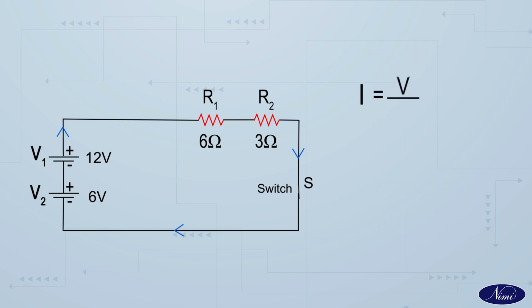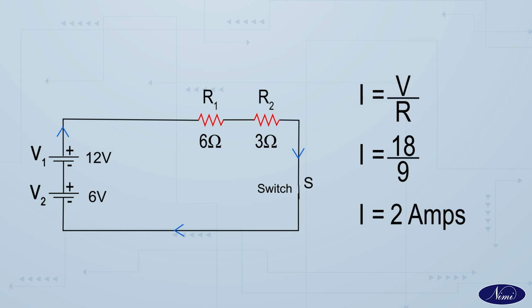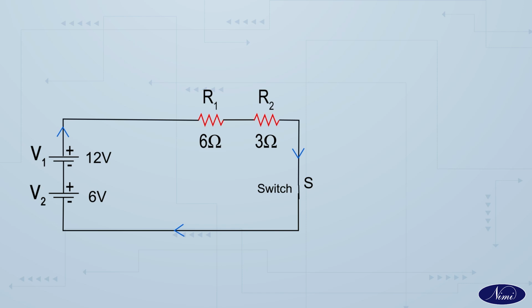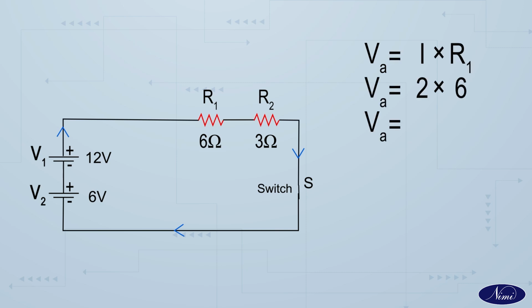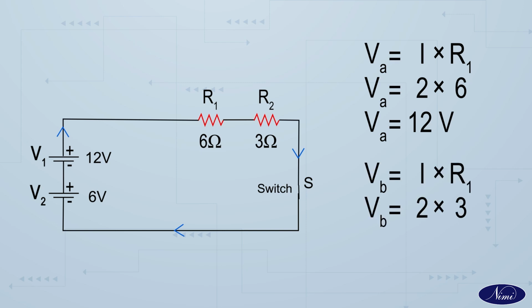I is equal to V upon R. I is equal to 18 upon 9. 2 amperes is equal to I. So we get current at 2 amperes. Now calculate the individual voltage drops VA and VB across each resistor R1 and R2. VA is equal to I into R1. VA is equal to 2 into 6. 12 volts is equal to VA. VB is equal to I into R2. VB is equal to 2 into 3. 6 volts is equal to VB.